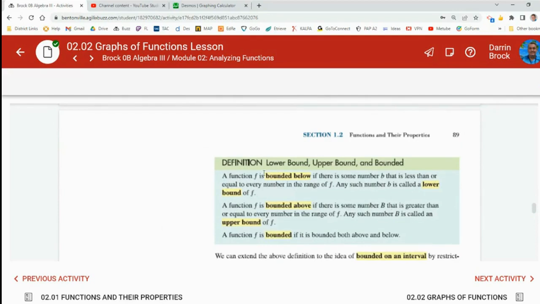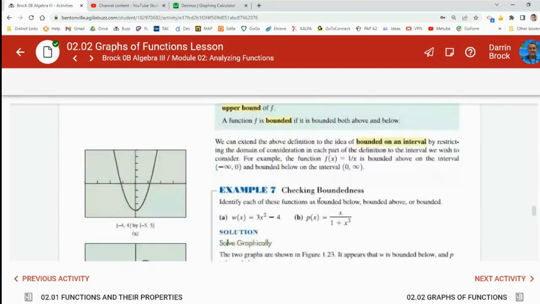So there you go. A function is bounded below if there's some number b that's less than or equal to every number in the range. Lower bound, upper bound, bounded.